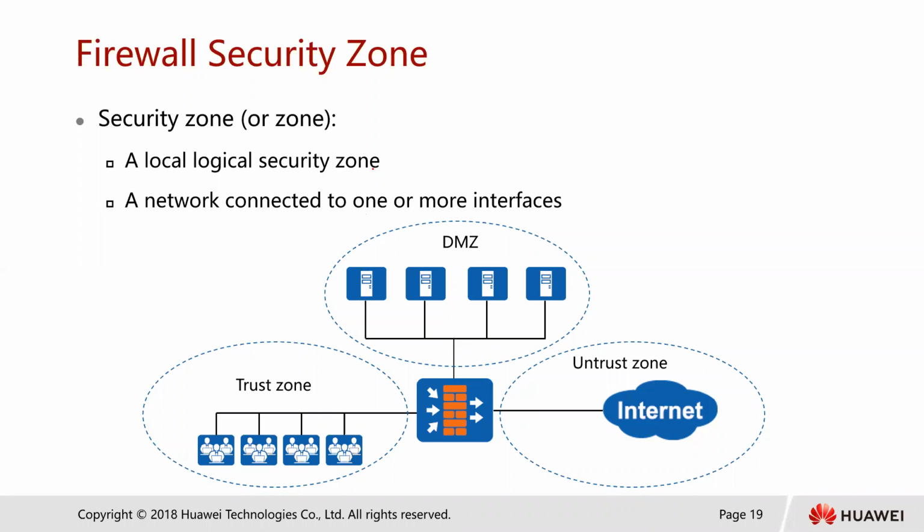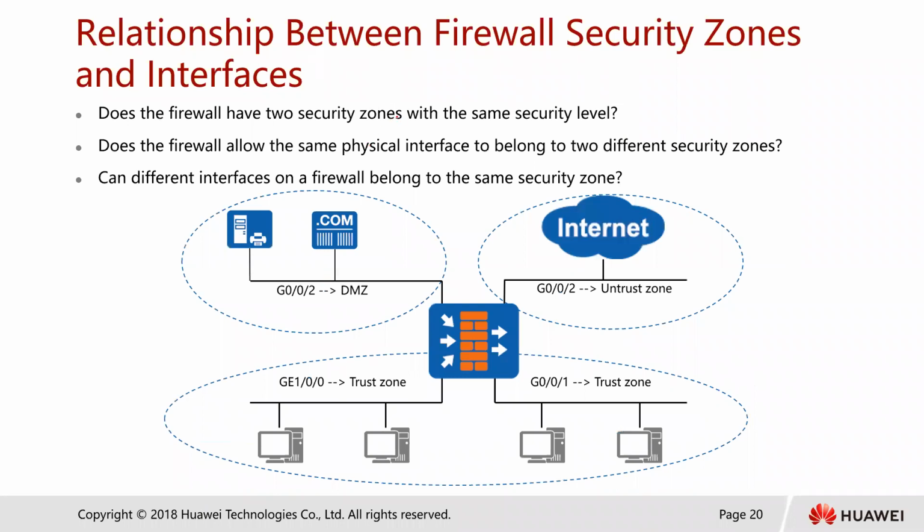Okay, someone's Bluetooth failed. A zone may contain networks connected to multiple interfaces. Usually the default security zones are the trust zone, local zone, DMZ, and of course the untrusted zone. The relationship between security zones and interfaces: can a firewall have two security zones with the same security level? Does a firewall allow the same physical interface to belong to different security zones? Can different interfaces on a firewall belong to the same security zone? These are some of the questions they're asking us here.